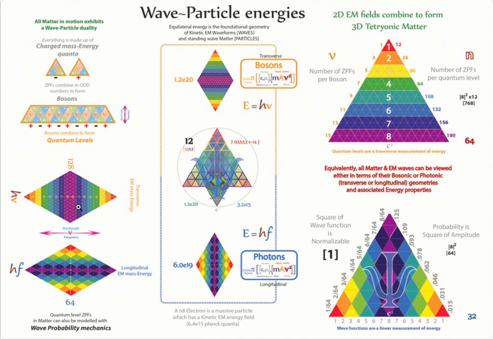If you measure it transverse compared to longitudinal, you're measuring the same energy quanta, but you're measuring different geometries, which is what gives us the difference between transverse and longitudinal mass energies. But they all relate back to the wave function, or the mass energy distribution of equilateral geometries within a scalar field.